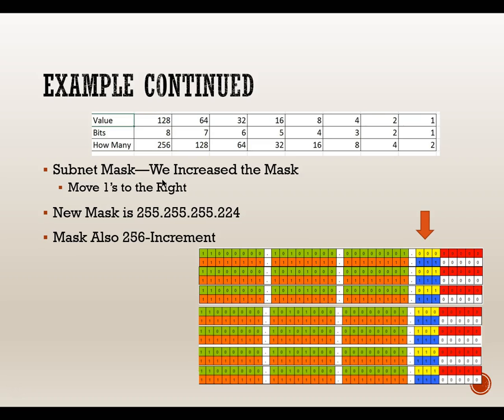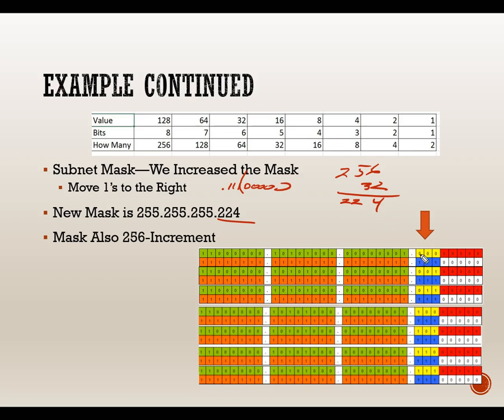Continue the subnet mask. We increase the mask by moving the ones to the right. Move the ones to the right, so we have our dot whatever, 1 1 1, and then 1 2 3 4 5. Draw a line between network and host. And this is the example over here, the new mask properly written here, 224. Also, the mask is 256 minus the increment, which we did earlier. 256 and the increment is 32, which is also going to give us the 224.